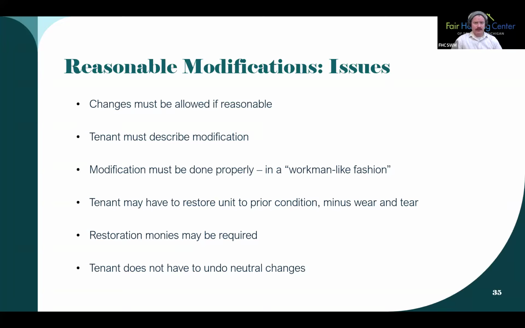Wear and tear is defined as expected deterioration that occurs over time, and that's a fancy way of saying that it's defined on a case by case basis. And a neutral change refers to changes that do not impact any later tenant's ability to fully use and enjoy a dwelling. So, for instance, a doorway that is widened for wheelchair use does not then need to be narrowed at the end of the tenancy of the person who requested the modification because it doesn't impact any future tenant's ability to use that space.